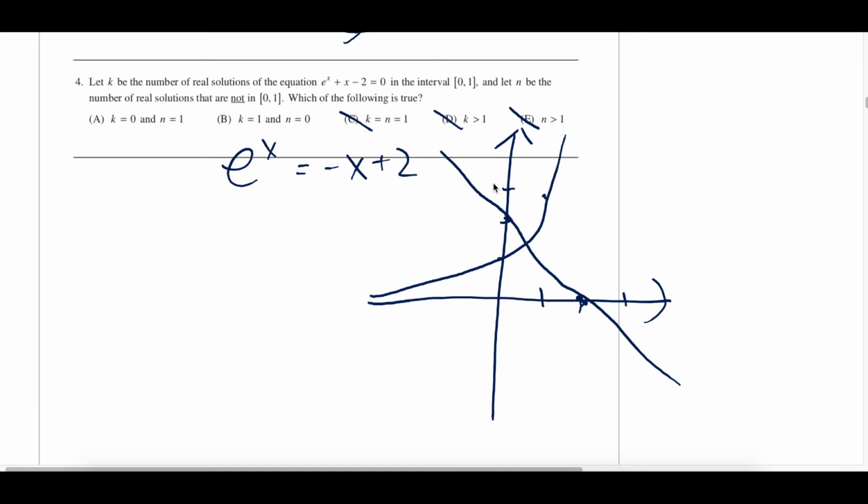Now we need to determine whether the solution is in the interval 0 to 1, or outside this interval. If we look at x equals 1, the height of e to the x is 2.7 something, and the height of negative x plus 2 is 1. And we can see clearly the intersection happens before x equals 1, so we know the answer is B.